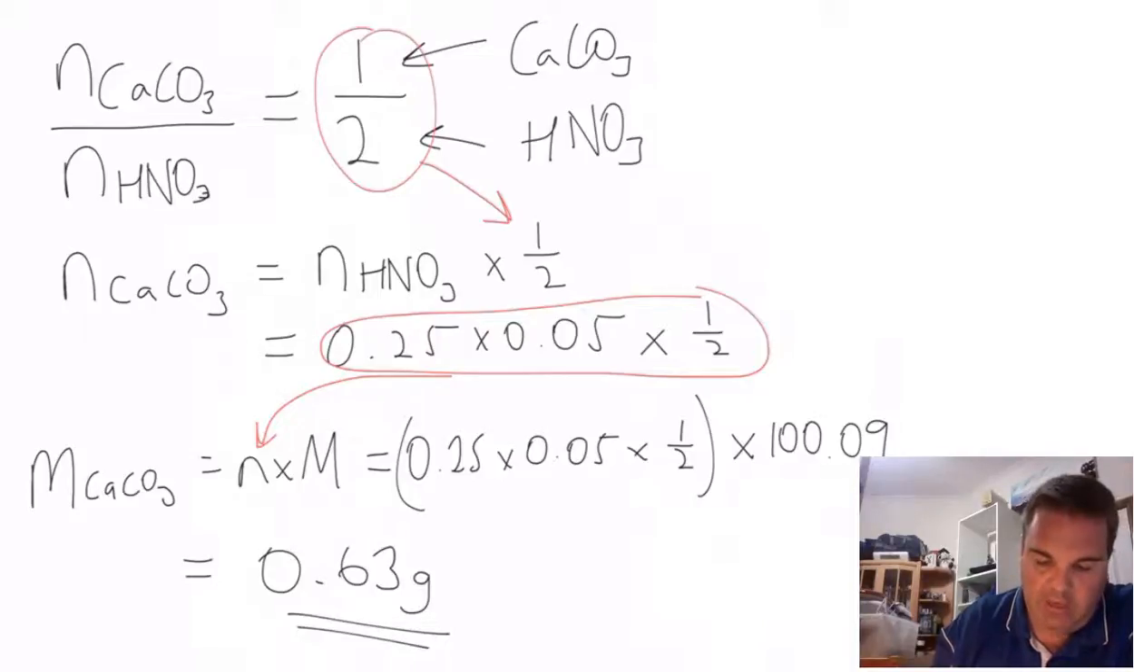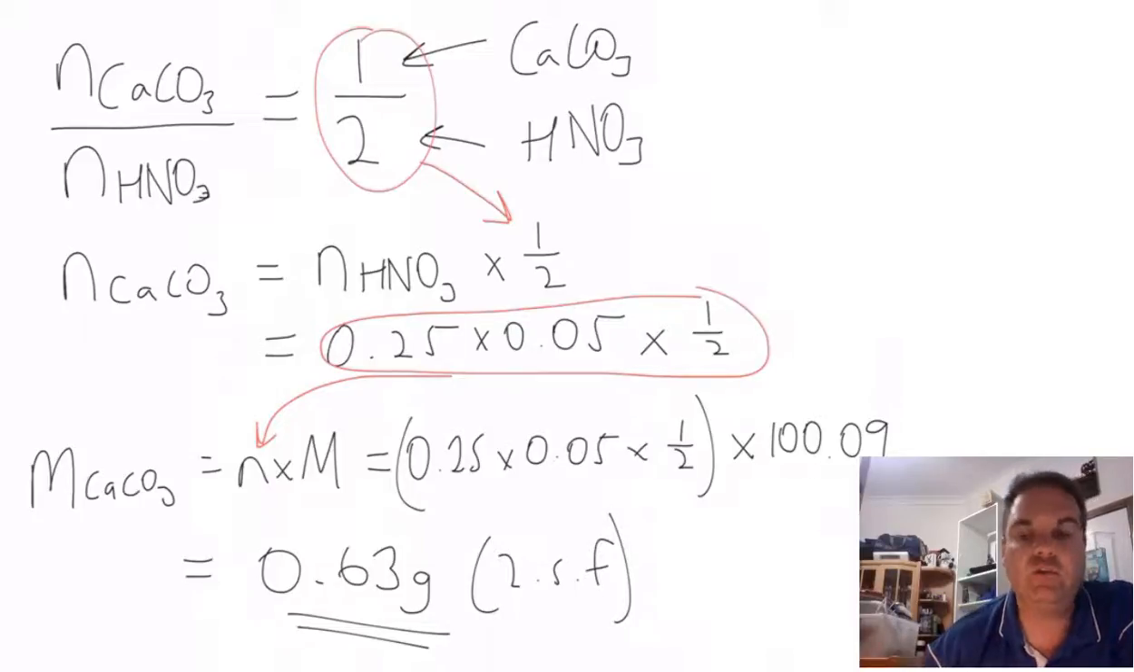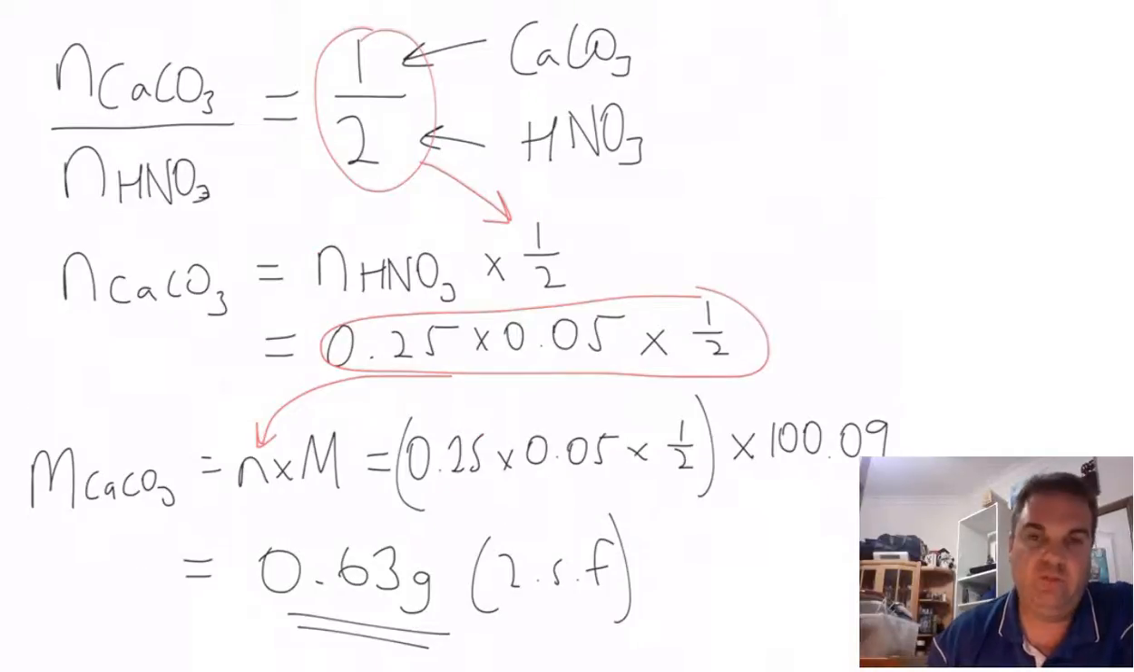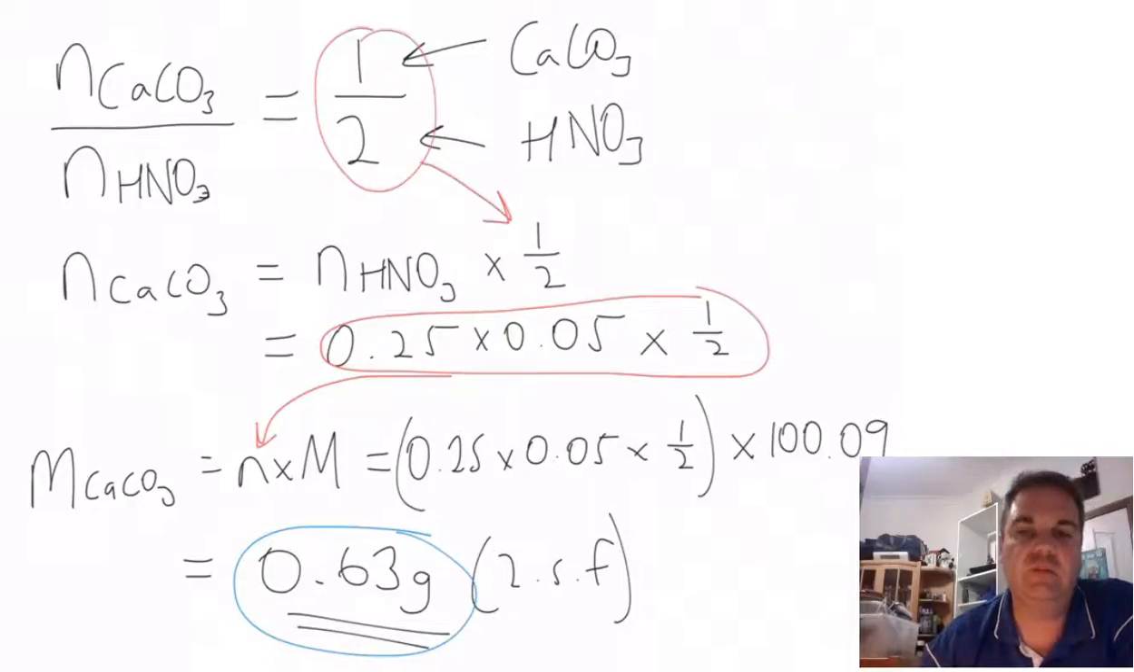Now that's to what we call two significant figures. I'm going to talk about significant figures in another video, but if you quickly go back and have a look at the question up here, what we had is 3 significant figures here with our nitric acid and 2 significant figures here for our concentration. You always give your answer to the least accurate number of significant figures, in which case was 2, which is why over here we've given our answer down here to 2 significant figures.